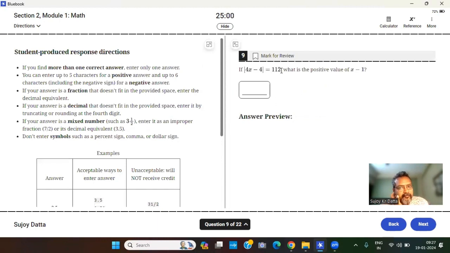Next. If the mod of this is 112, what is the value of x minus 1? Positive. If you look carefully, you just don't start solving the whole thing. So the mod of 4x minus 4 can be thought of as, you take the 4 out, x minus 1. So 4 times mod x minus 1 is 112. So mod of x minus 1, just divide by 4, 28. So that means x minus 1 is either 28 or negative 28. We need the positive value. So that's 28.